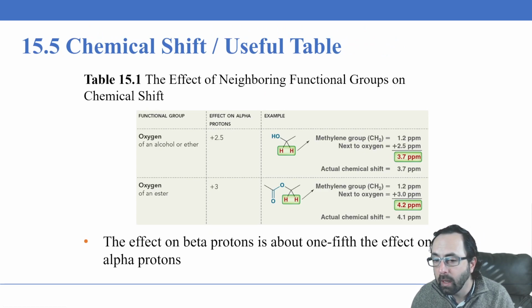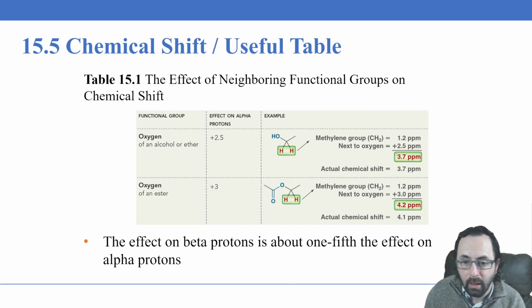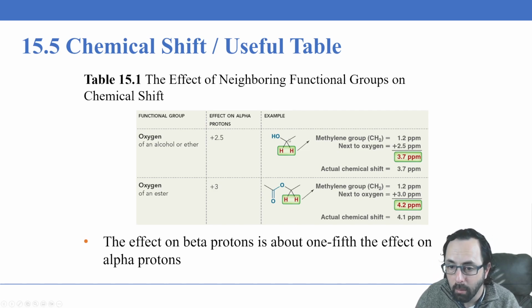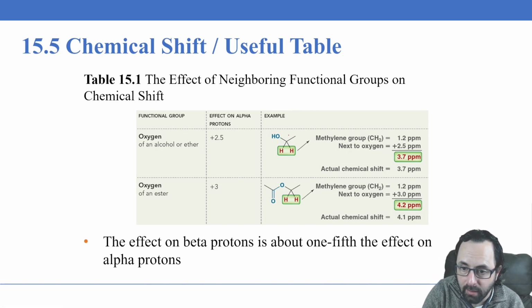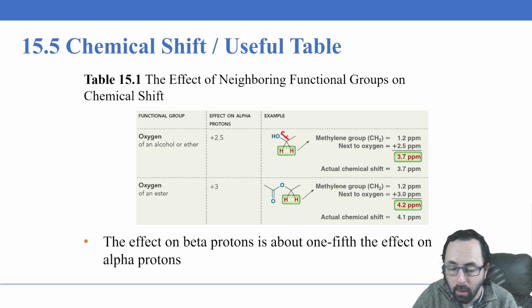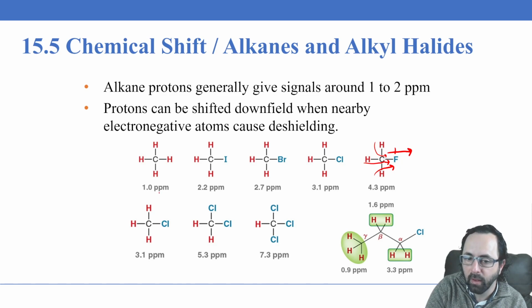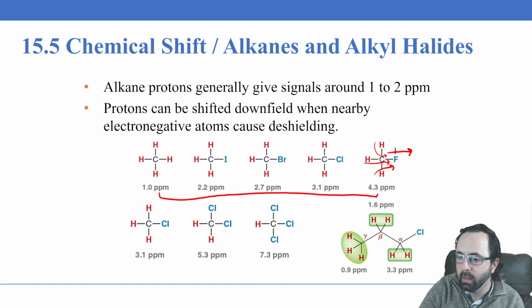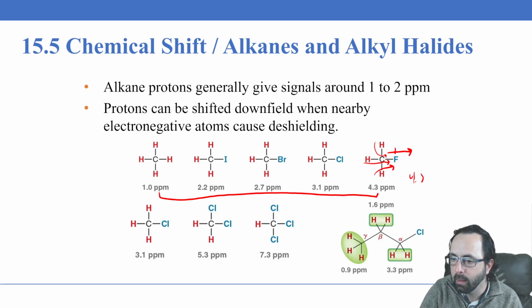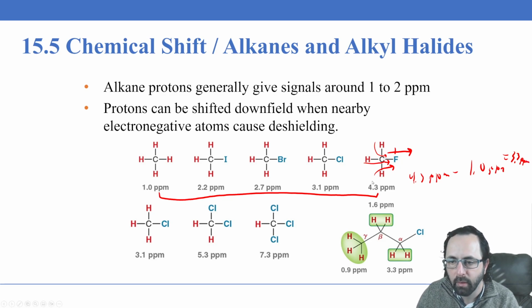In terms of other neighboring functional groups, oxygen is extremely electronegative. And so when it is attached to a carbon, it's going to have a large inductive effect. Not quite as big as fluorine, but quite significant. And so you saw with fluorine, just going back to fluorine here, the difference in the inductive effect between having no fluorines and having one was 4.3 ppm minus 1.0 ppm. And so it was a difference of about 3.3 ppm due to the inductive effect of having a fluorine atom.